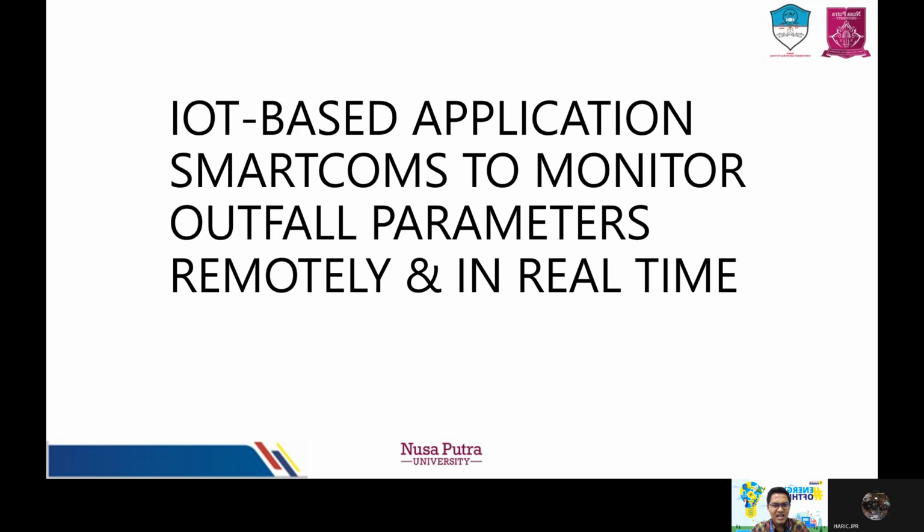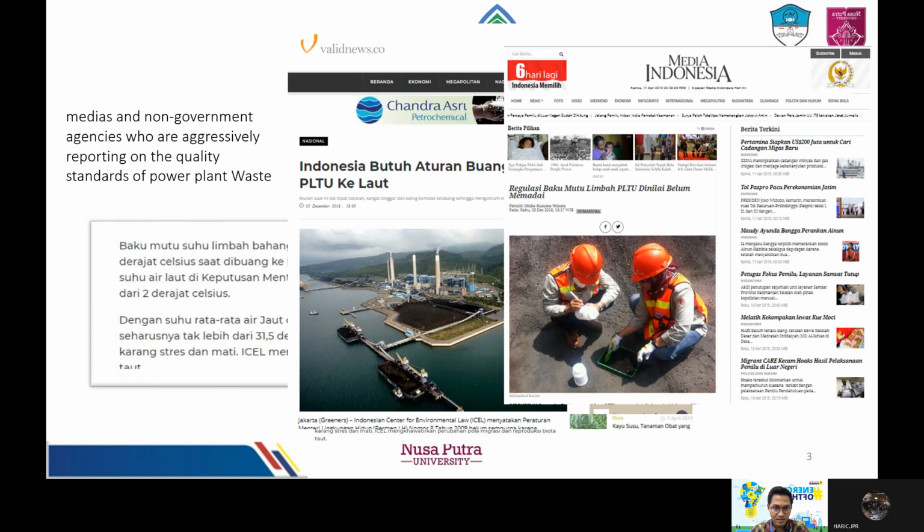By the way, it is not equipped with a tool to monitor the water temperature downstream of the canal, as a comparison with the temperature sensor in the condenser outlet. With this problem, Internet of Things or IoT-based technology is designed. Okay, let's move on to the next slide. Please look at the picture.